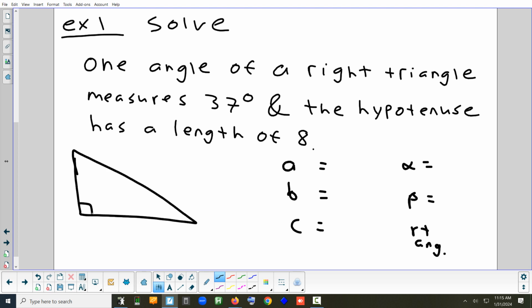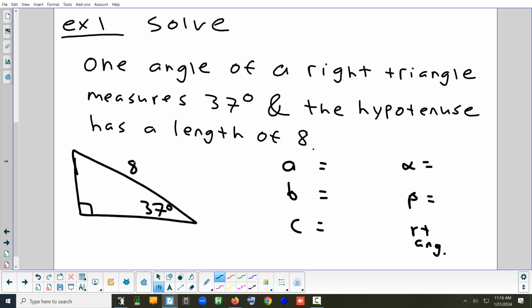Let's draw it out and see if we can use our sketch to fill in our table. Okay, we've got a 90. We've got one angle that's 37. It doesn't matter where you put it. The 8 does matter. The 8 has to be across from what? Yeah, that has to go there. Okay, so we've got our diagram filled in with what was given.